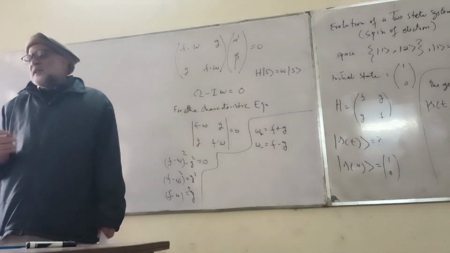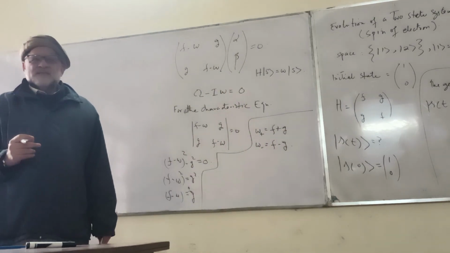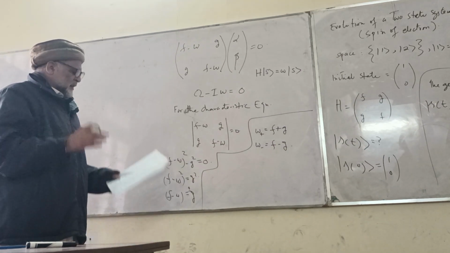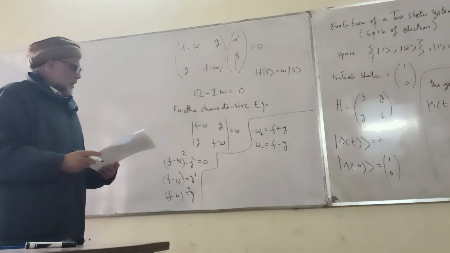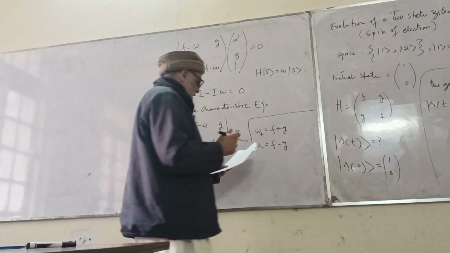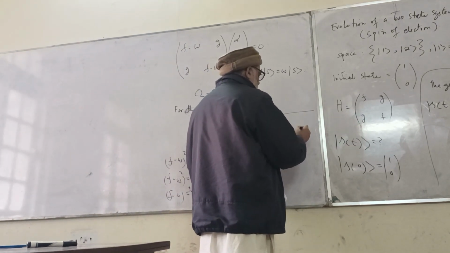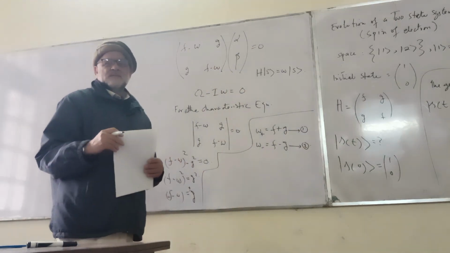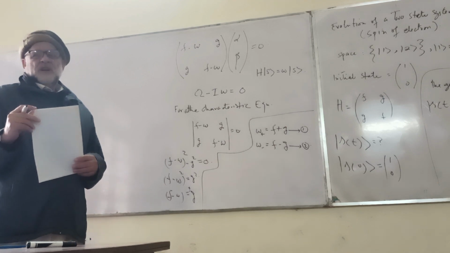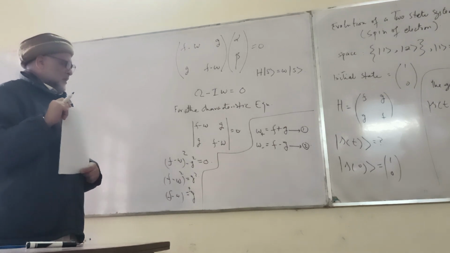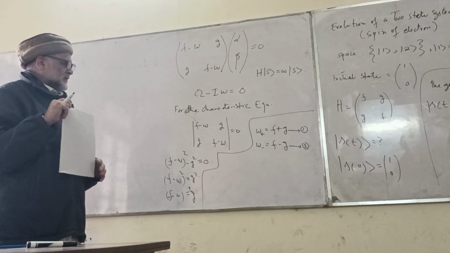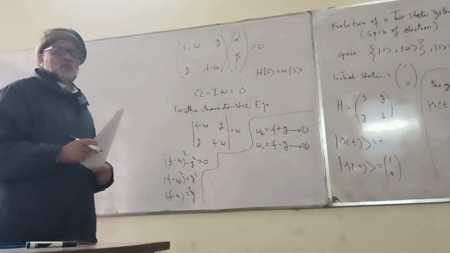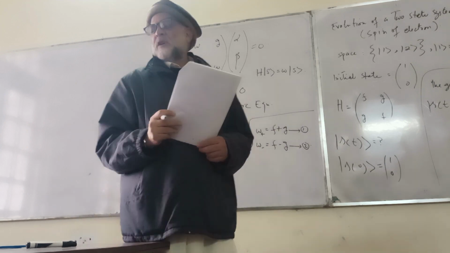One value is smaller than the other one. Right? One value is smaller than the other. There are two values, two eigenvalues. We have two eigenvalues. Now we have to find the eigenvectors for it.